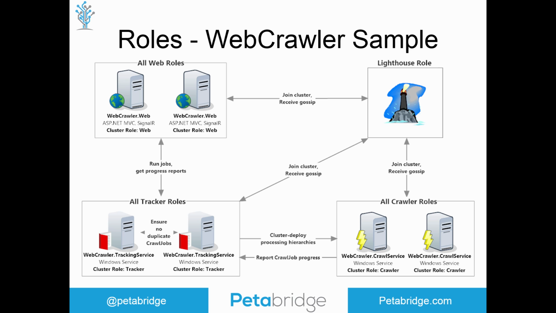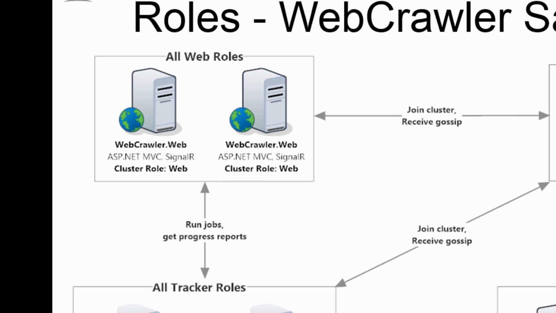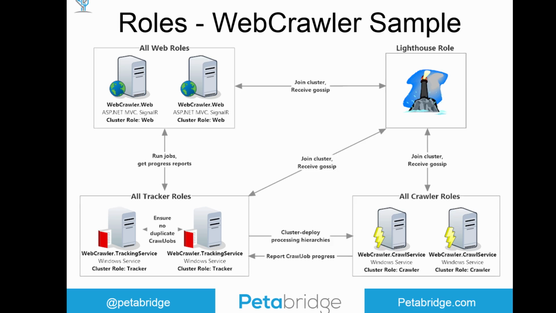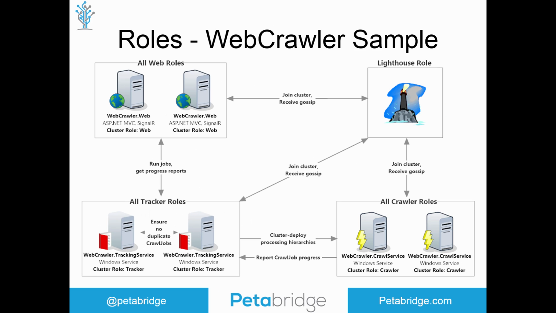So there's a few roles at play here. Those are web, tracker, and crawler. First, we have the web role in the top left. This is the front end, the user interface, where you input the domain you want to crawl. So you could type in http cnn.com. That submits to the tracker roles in the bottom left. The job of the tracker role is to keep track of what crawl jobs are in progress and to make sure that we don't have duplicate crawl jobs going for the same domain. So we wouldn't want to be having two entirely separate crawl jobs of CNN going at the same time. That would be a waste of resources.